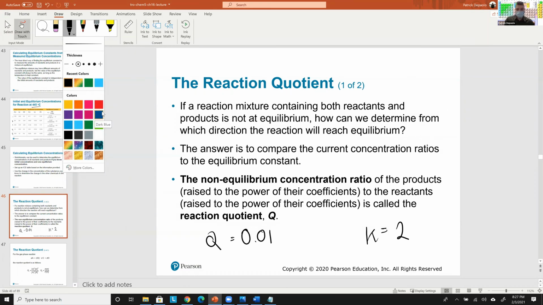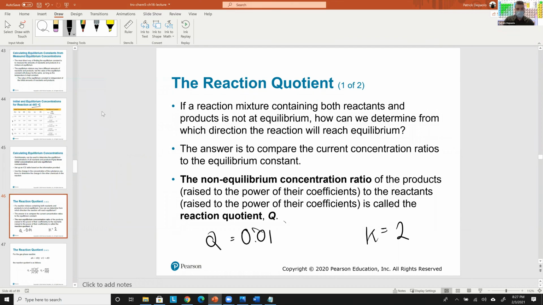So let's say K is 2, and Q equals 10. So now Q is really large. At this specific time, it's COVID, and there are too many people in the stadium. So it's heavily, heavily towards the products, but the equilibrium is only 2. So there are still people in there, but just fewer people. So what's the reaction going to do? It's going to go back towards the left to regain and get back to that equilibrium concentration ratio, which is K.